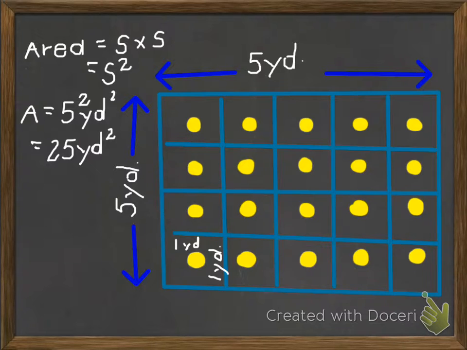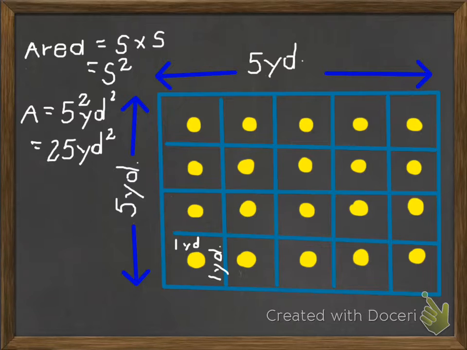How would you write a formula for the area of a square, of any square, using S to represent the length of one side of the square? So here you see these yellow dots, which represent dots that you used in Module 1 to create squares. Now here we are instead replacing those dots with 1 yard by 1 yard tiles. So you see on the bottom left, each side of one of the tiles is 1 yard.